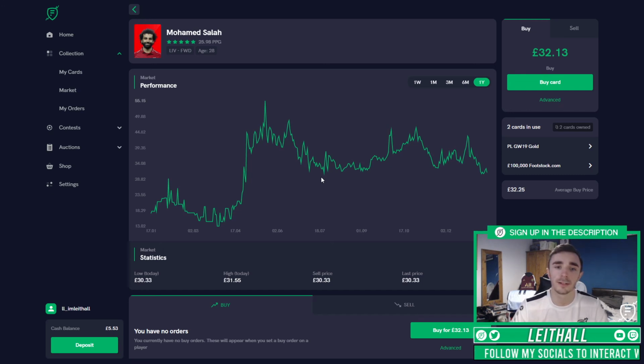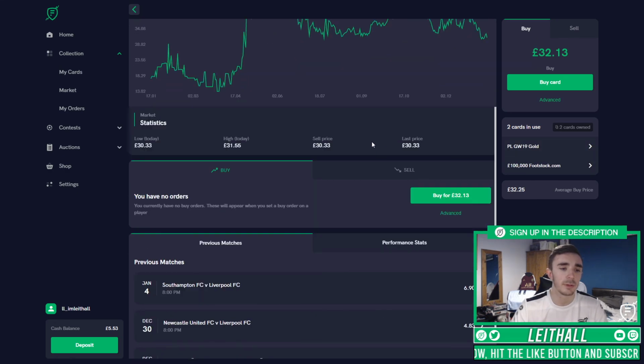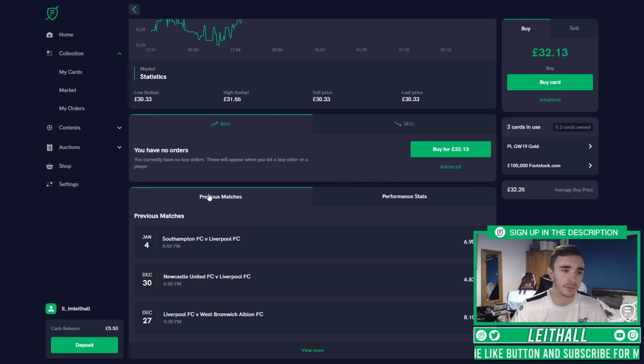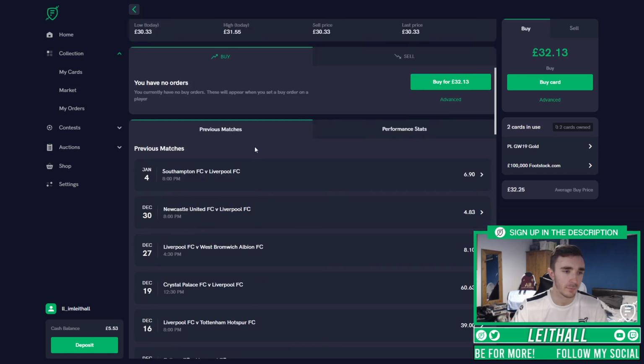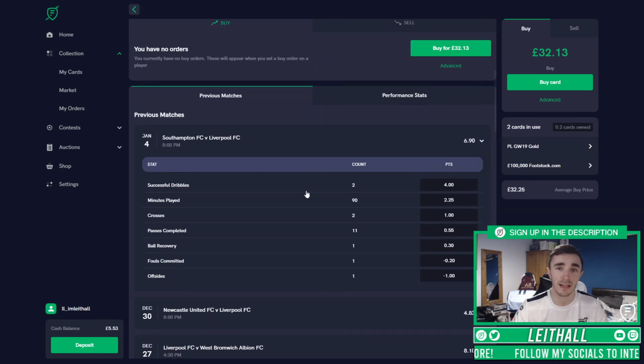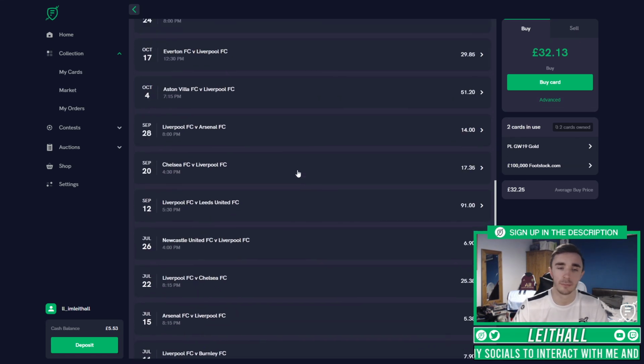And we see that both of my Salah cards were currently in use. Here you can actually see where they're in use. You can also buy and sell players directly from here. And as we go down, we get a bit more data on the players. You've got previous matches. Here you can see the PPGs of these players in their previous matches. You can then click into there to actually get a breakdown of how that PPG score was built up, and it goes down and shows a lot of their previous games.